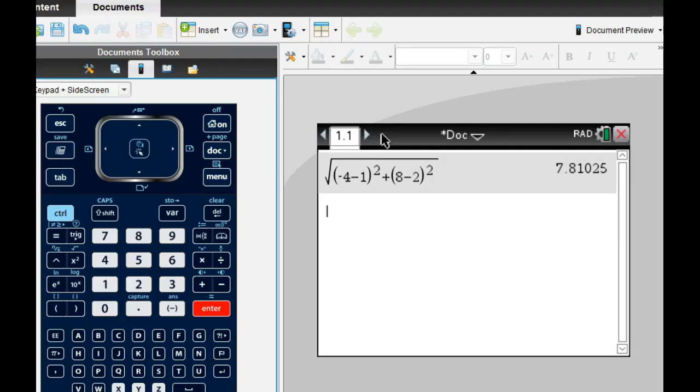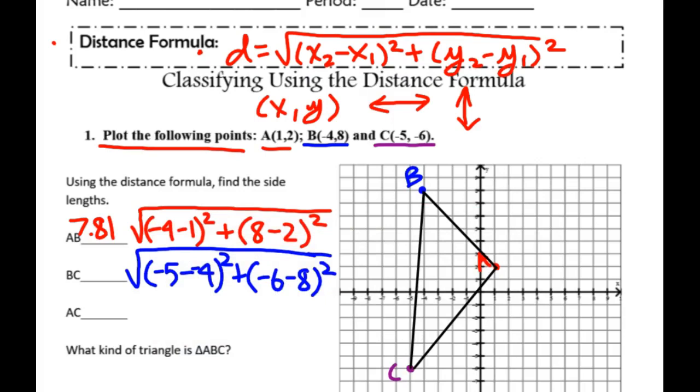All right, and in the calculator, square root, parentheses, negative sign 5 minus negative sign 4, parentheses squared, plus, parentheses, negative 6 minus sign 8, parentheses squared. I have it matching the exact equation that we wrote down in blue. I hit enter. I get 14.03, but the 5 is going to make the 3 go up to a 4. So I'm going to write 14.04. 14.04 is what I'm going to write in blue over here.